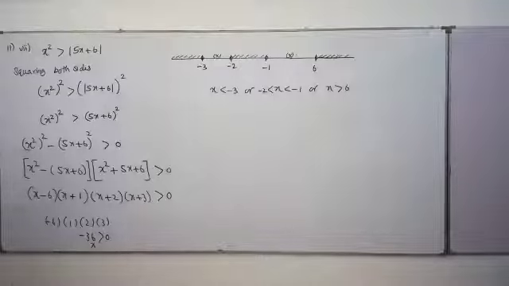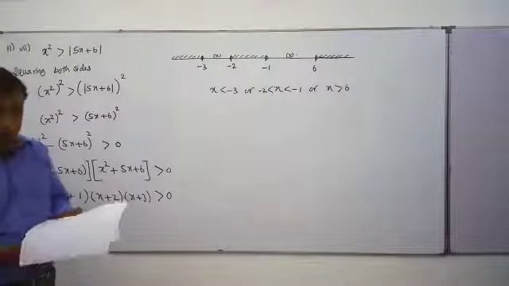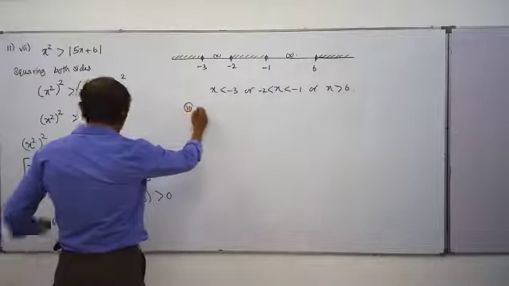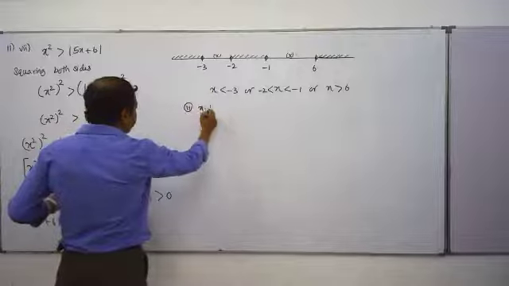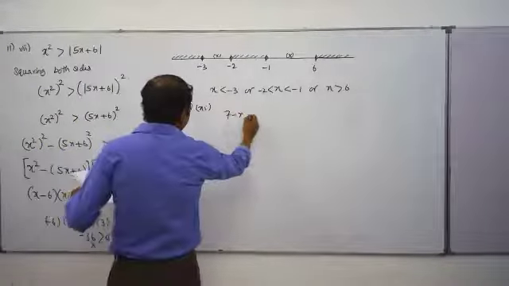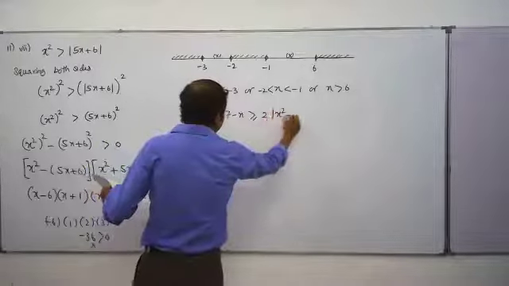Right now, we'll take the next one. Question number 11, part 11. 7 minus x greater than or equal to 2 times mod x squared minus 4.